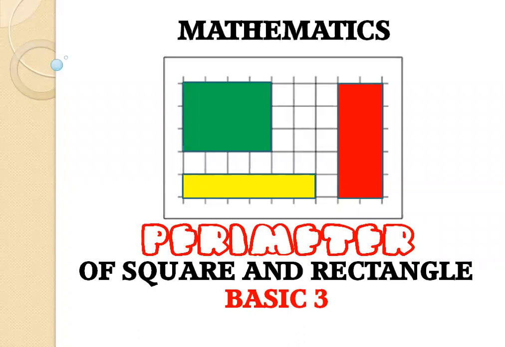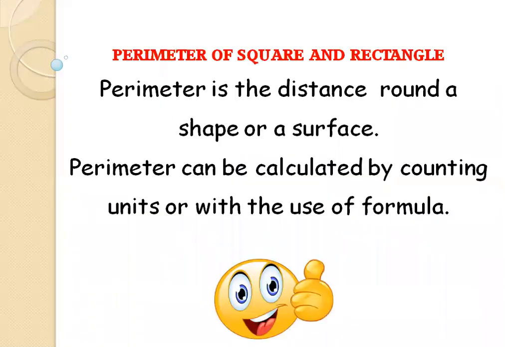Today we want to look at perimeter of square and rectangle. Let's look at what a perimeter means. Perimeter is the distance round a shape or a surface. And you can calculate your perimeter by counting of units or with the use of formula.